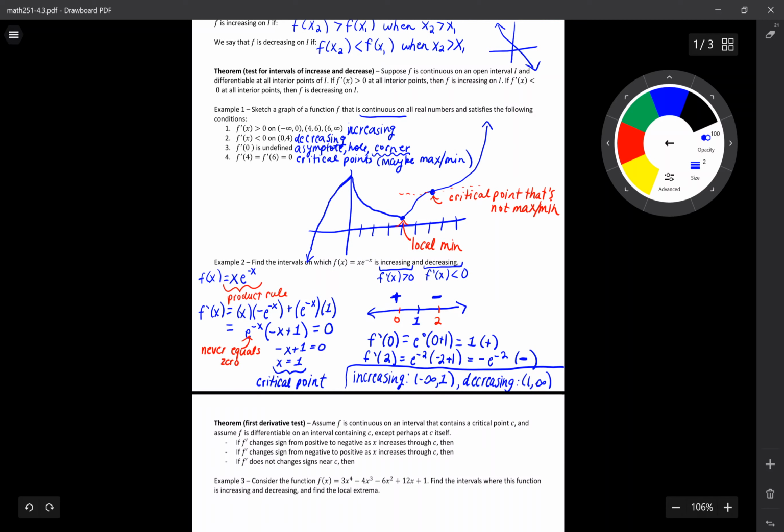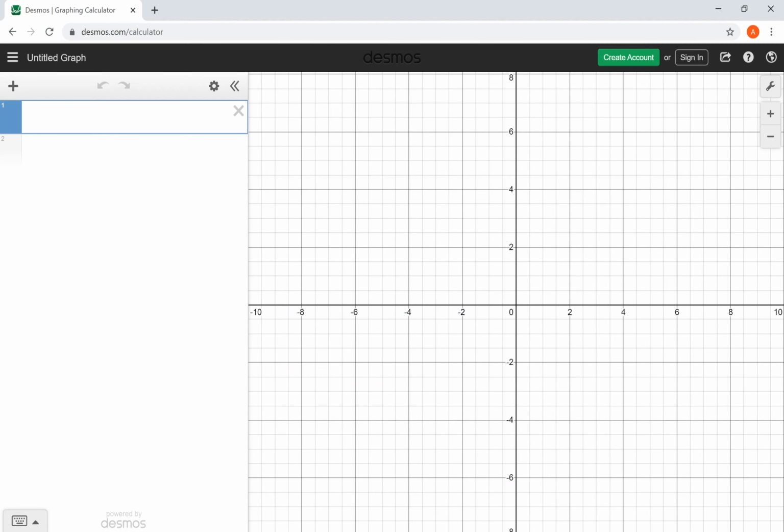That is what I can tell from this number line. What's happening at 1? Well, that is obviously our local max. So let's take a look at this function, x times e to the negative x on Desmos, just to see what is actually going on. Y equals x times e to the power of negative x. Whoops, negative x. There we go.